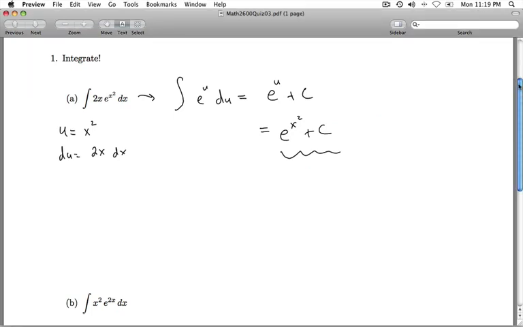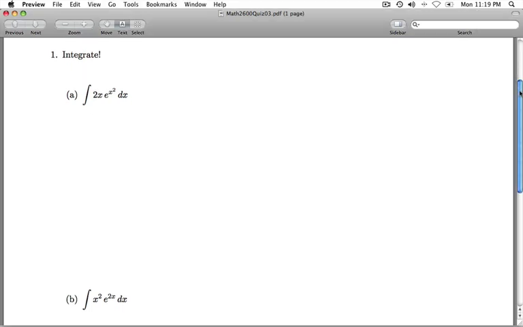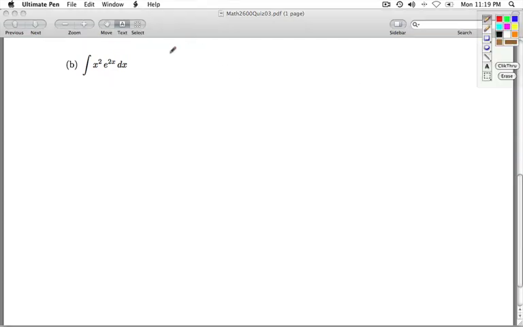Now, we compare this to the next example where I've just switched the place of the x squared and the 2x. Now it's x squared e to the 2x. And so if I let u be the 2x, then we have more of the x's than we need out front. Okay, so either it's one of those tenacious u substitutions or it's a different technique.